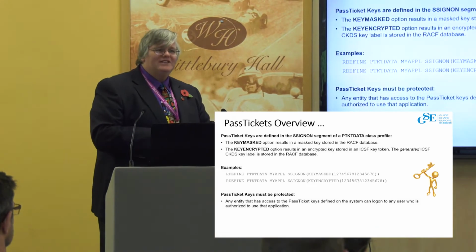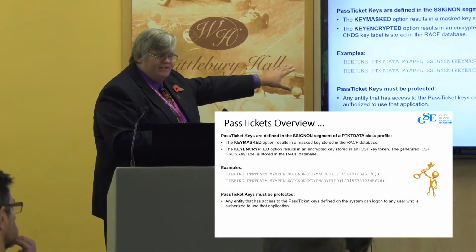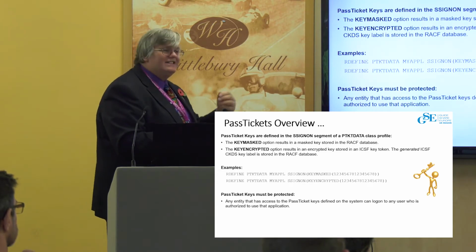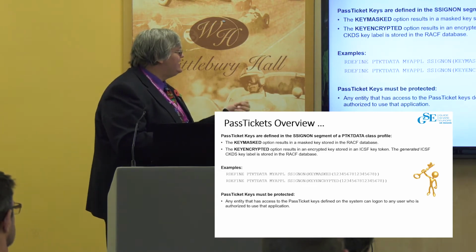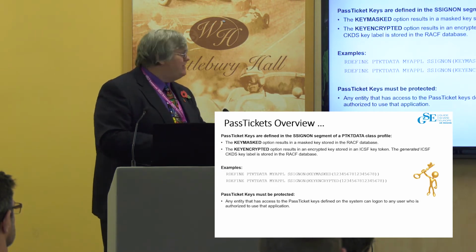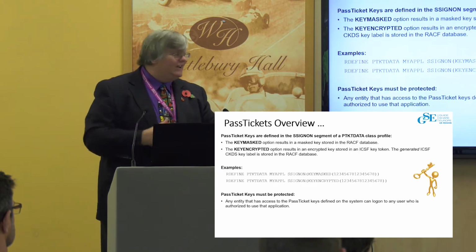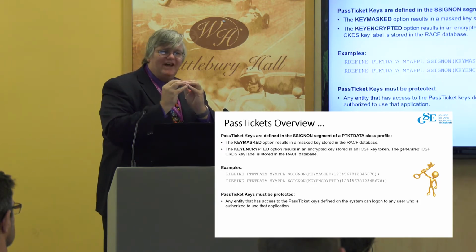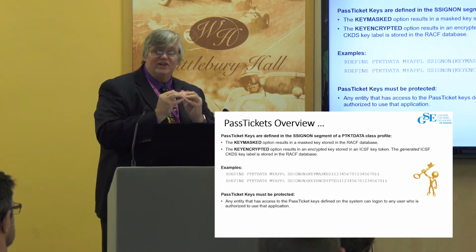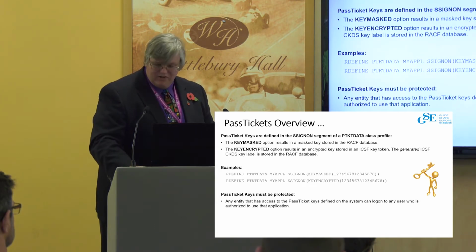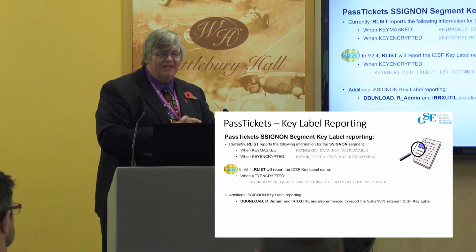Right, so if you're defining this thing called a PassTicket, it's a profile in the PTKTDATA class, and you'd give it a name. The segment you'd put this key in is the SSIGNON segment, and you'd say KEYMASKED to put it in the RACF database, or KEYENCRYPTED to put it in ICSF. Note that anyone who has access to that key material has the ability to generate one of these PassTickets for a user. And that's really why you need to keep those keys as secret as you possibly can.